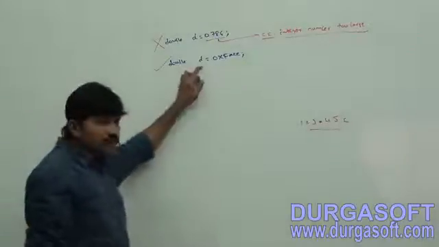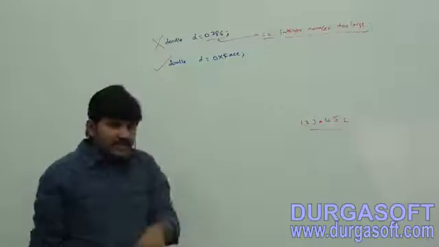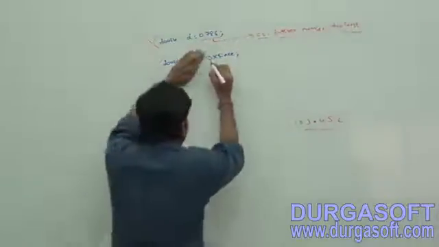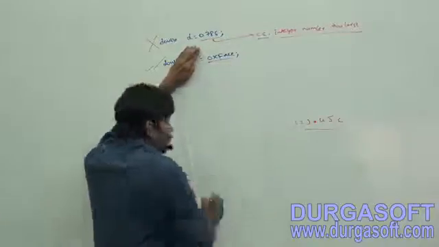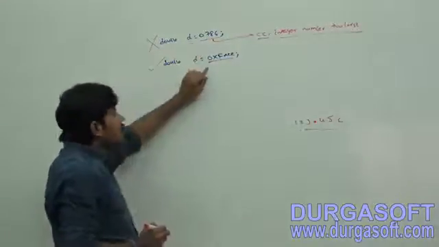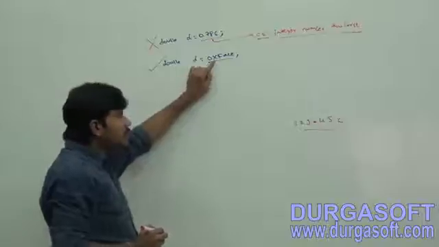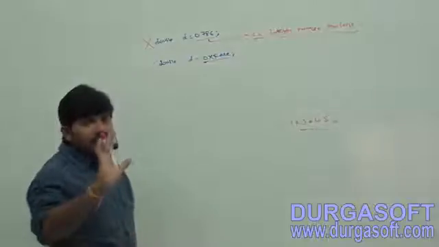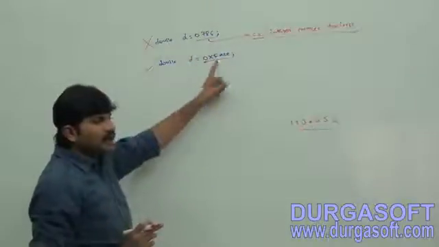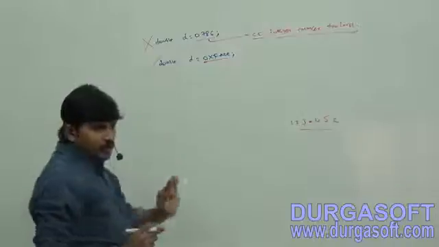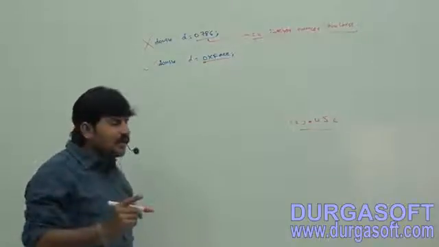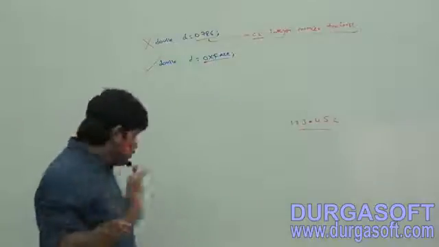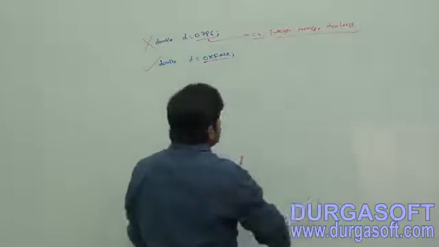Sir, double D is equal to 0xFACE. Are you getting? Double D is equal to 0xFACE. Sir, is it integral literal or floating point? Integral literal. Integral literal starts with 0x means what? Hexadecimal. FACE is allowed. Sir, we can assign integral literal directly to floating point variable. Integral literal can be specified either in decimal or octal or hexadecimal, no problem at all.